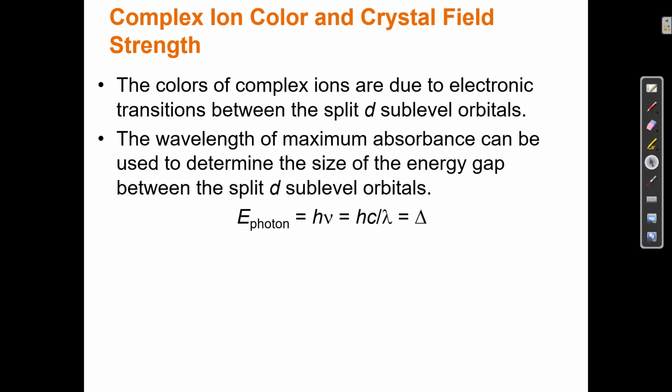Again, what we were just showing is that if we know the color of the solution, then we can determine the energy of the photon that was absorbed. And if we know the energy of the photon that was absorbed, then we know the gap between those orbitals. How much were the d orbitals split? The color of the solution tells us how much they were split, because the color of the solution is an indication of what energy photon is being absorbed, which is an indication of how big that splitting energy is.